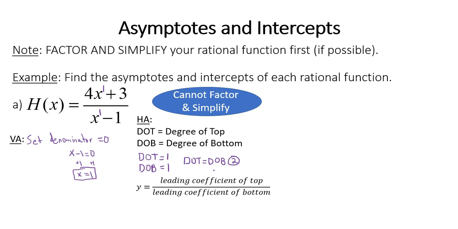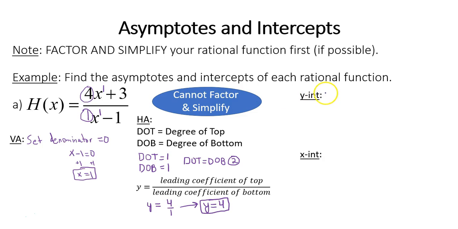So the horizontal asymptote is y equals the leading coefficient of the top over the leading coefficient of the bottom. This means y equals 4 over 1. The term that tells you the degree is the term that contains the leading coefficient. So we have 4 over 1, or simply put, y equals 4. That's a horizontal line that goes through 4 on the y-axis.